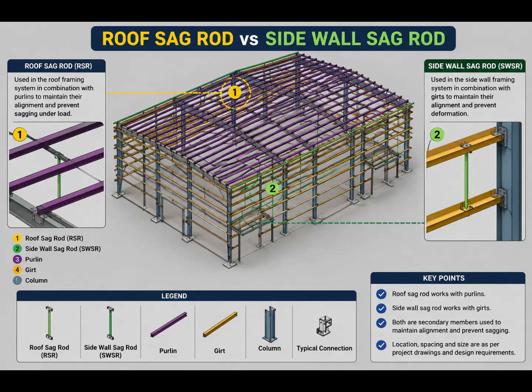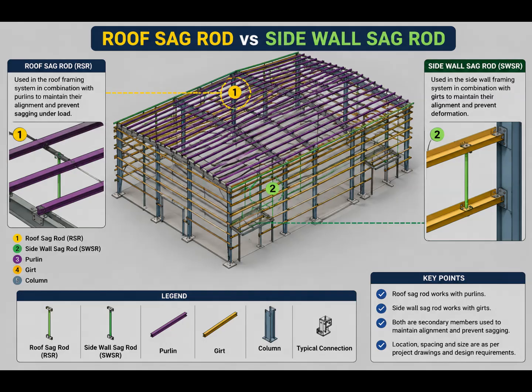Now, move your attention to the side wall. Here, instead of roof purlins, we have wall girts arranged horizontally between the main columns. The side wall sag rod works in combination with these girts. So, the basic comparison becomes very simple. Roof sag rod works with roof purlins. Side wall sag rod works with side wall girts. This is one of the easiest ways to remember the difference.